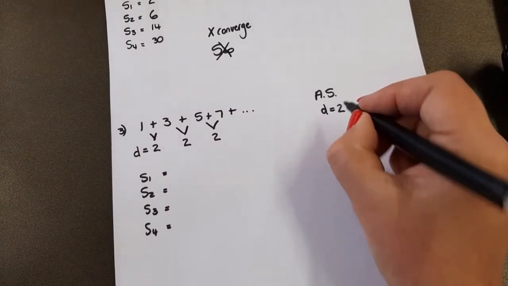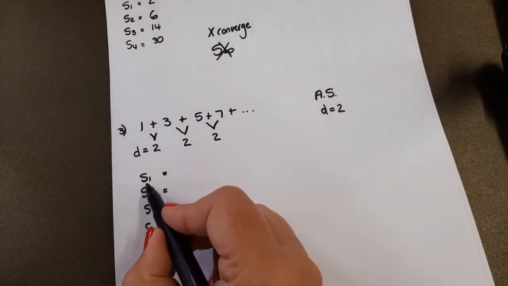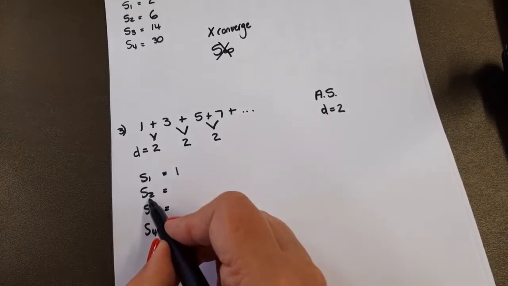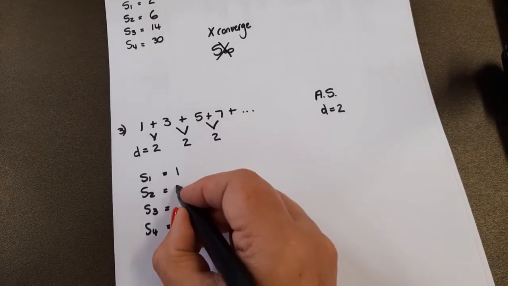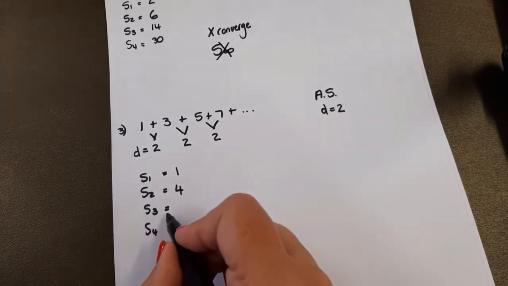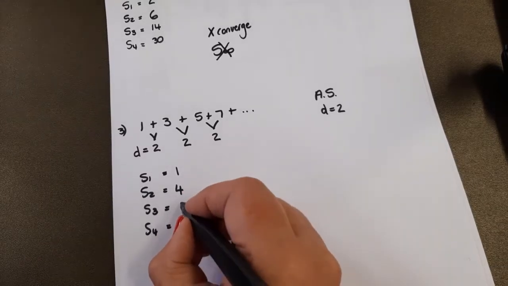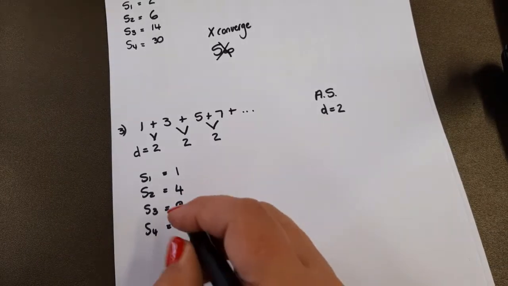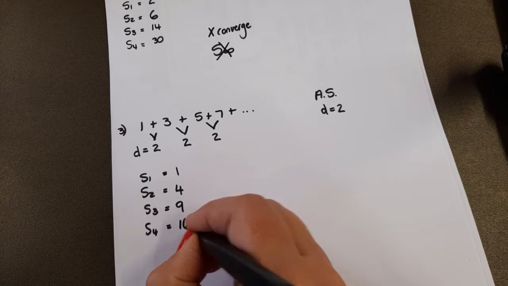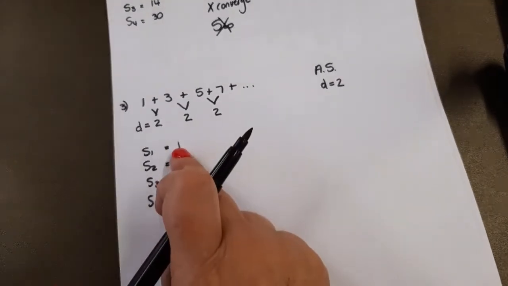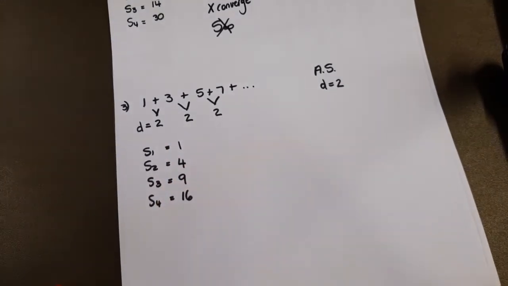d is 2. The sum of one term is 1. The sum of two terms is 4. The sum of 3 terms is 9. And 4 terms is 16. Again, the answers will grow bigger and bigger and bigger.